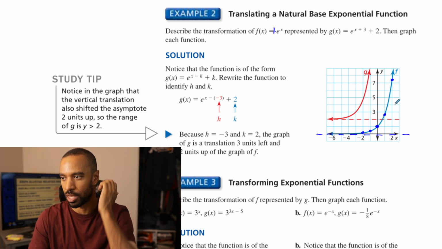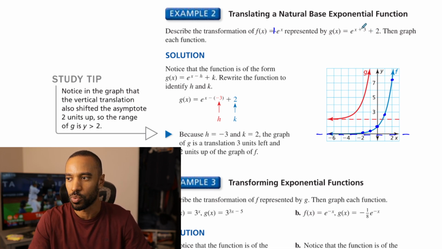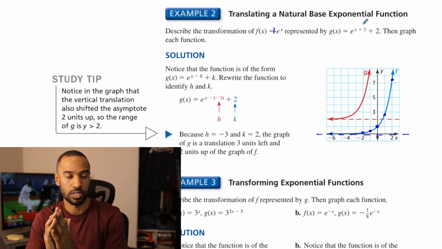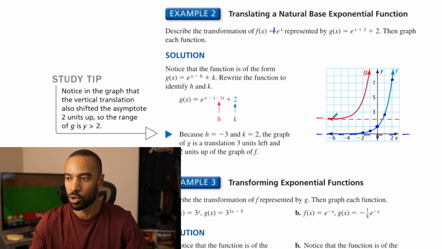Again, they didn't use a table. They don't even show any points, so I'm going to do the same thing. Now, the translations here are e to the x plus 3 power and plus 2. The x plus 3 right here means we're going to translate 3 units left. The plus 2 means we're going to translate 2 units up. So I actually start with the horizontal asymptote, translated 2 units up there.